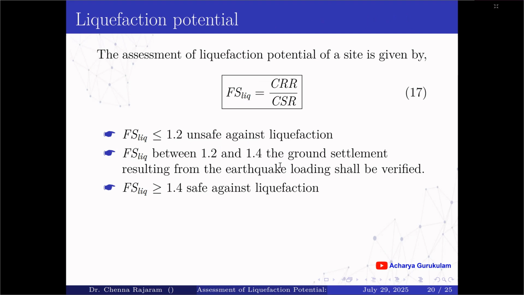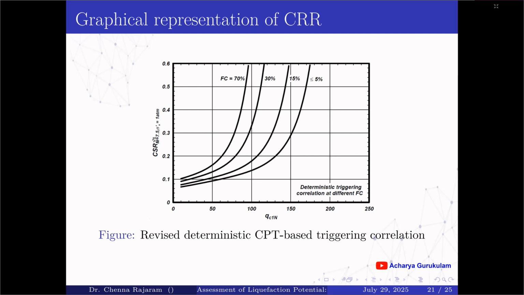Next is the liquefaction potential. The assessment of liquefaction potential of a site is given by FS liquefaction is equal to CRR divided by CSR. If FS is less than or equal to 1.2, it is unsafe against liquefaction. If FS is in between 1.2 and 1.4, the ground settlement results from the earthquake loading shall be verified, and if FS value is greater than 1.4, it is safe against liquefaction. Alternatively, a graphical representation is also given in the IS 1893-2023 draft code.